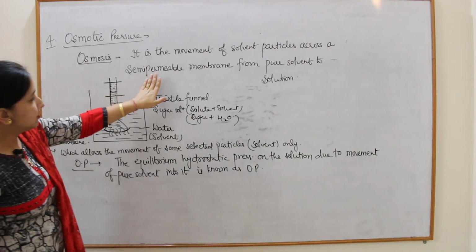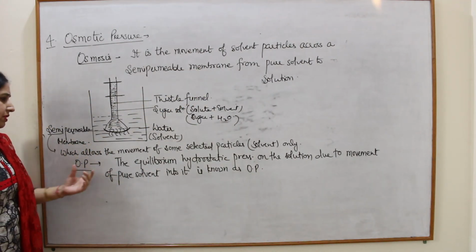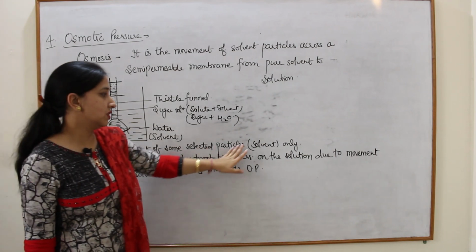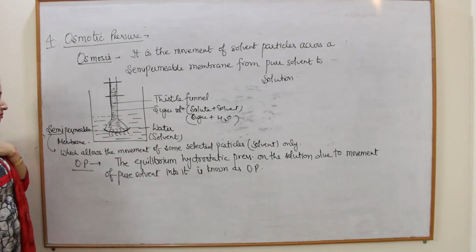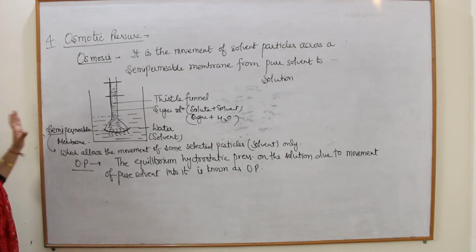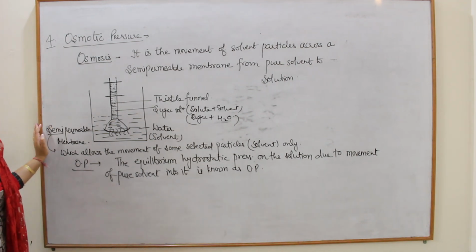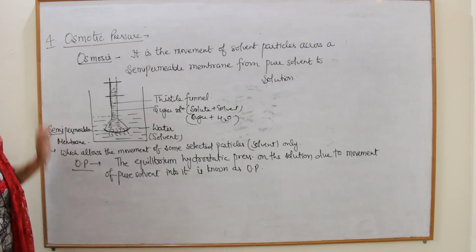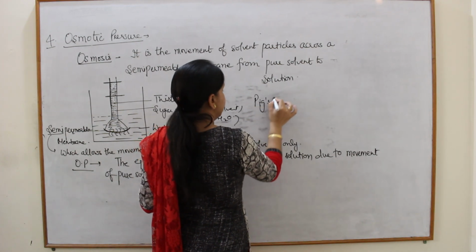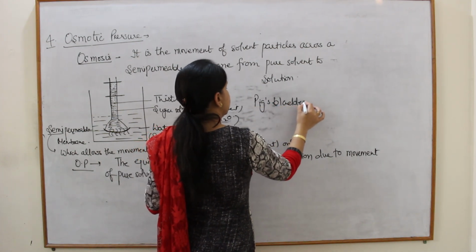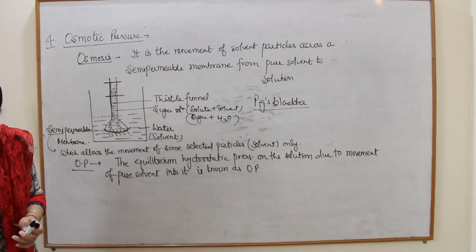So next, what do you mean by semi-permeable? Semi-permeable membrane means which allows the movement of some selected particles, or you can say solvent particles only. In nature there are some semi-permeable membranes. For example, plants and animals have some membranes which are semi-permeable in nature. Pig's bladder is the common example of semi-permeable membrane.